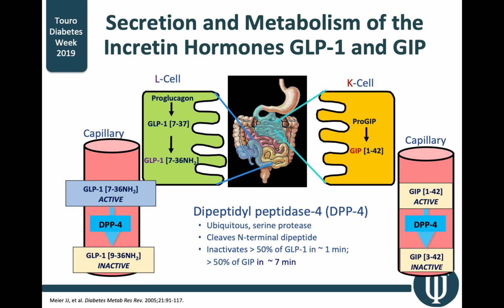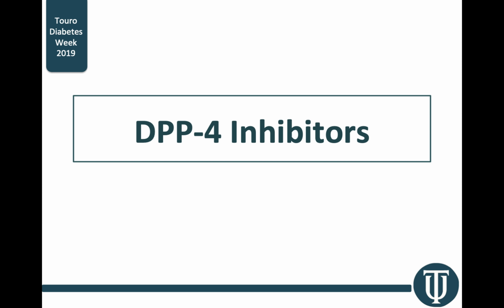FYI slide. I just want to show here that GLP-1 and also GIP are produced by different sections in the GI tract. And as I mentioned earlier, they will be degraded very rapidly by DPP-4. That's the reason why we have a medication class specifically invented to stop the action of DPP-4. So let's talk about DPP-4 inhibitors.